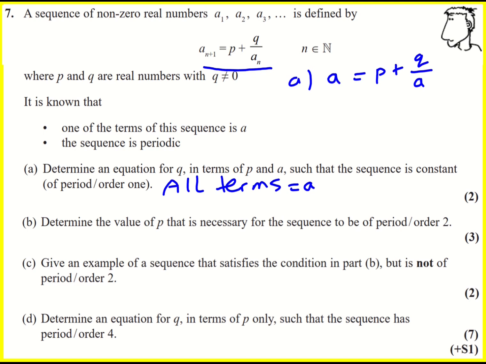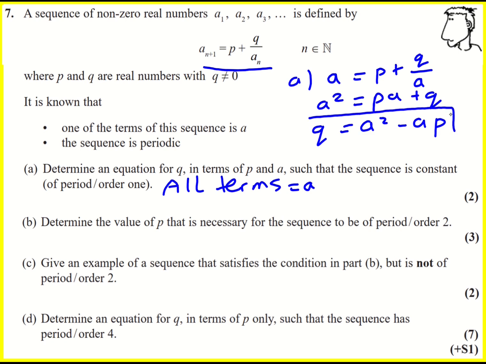And we're trying to get q as a subject, so I can times through by a, so a squared equals pa plus q, and therefore q is going to be a squared minus pa, or I'll just write it as a squared minus ap. So if that is true, then we will necessarily get such a sequence.